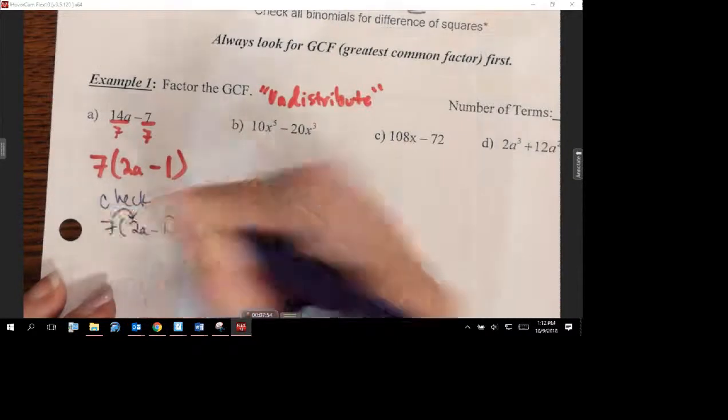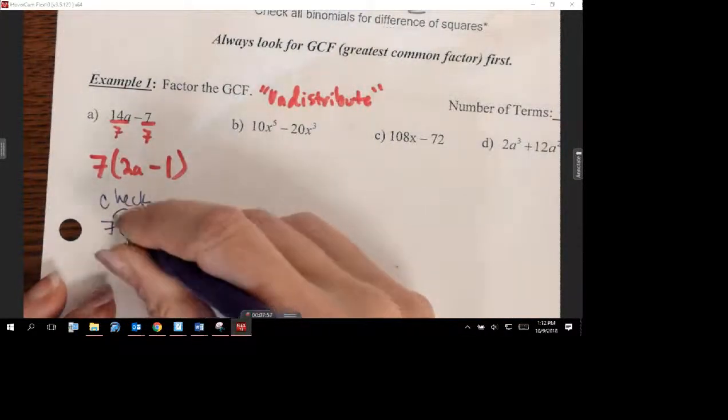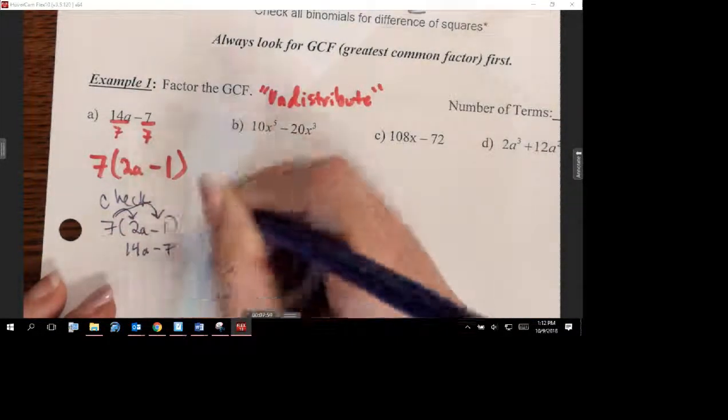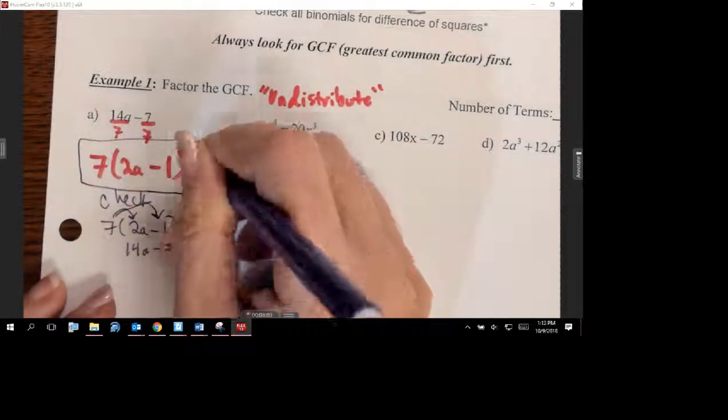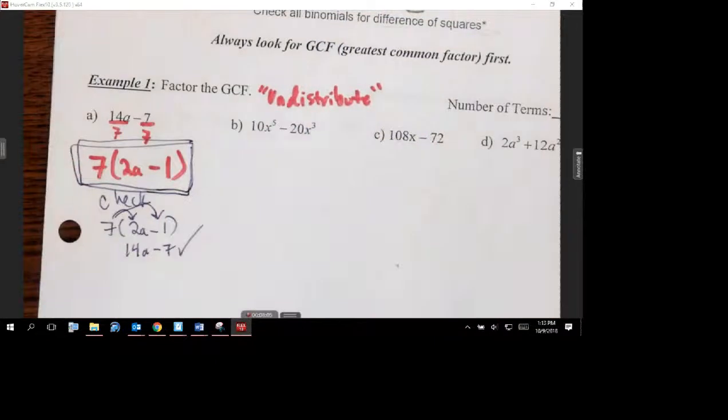By doing 7 times 2a, 14a, 7 times minus 1, minus 7. Is that the original question? Yay, I did it right. But this is the answer. That's what I'm looking for. So undistributed.